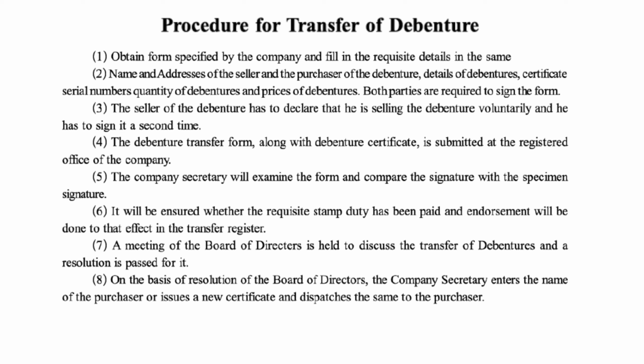It will be just below this transfer form. So this undertaking will be signed, and then this debenture transfer form along with the original debenture certificate will be sent to the registered office of the company. In the registered office, the company secretary will verify this debenture transfer form.